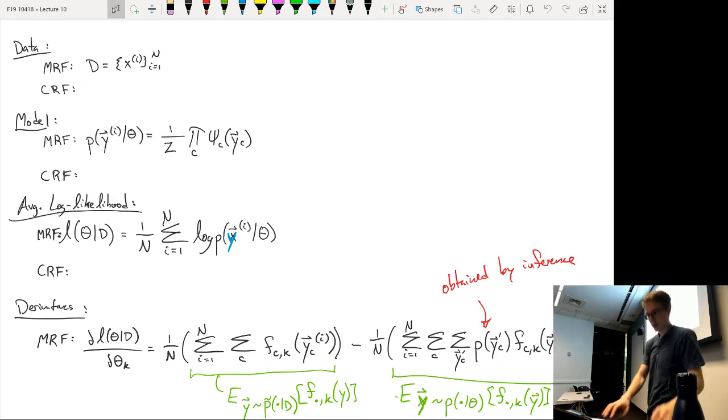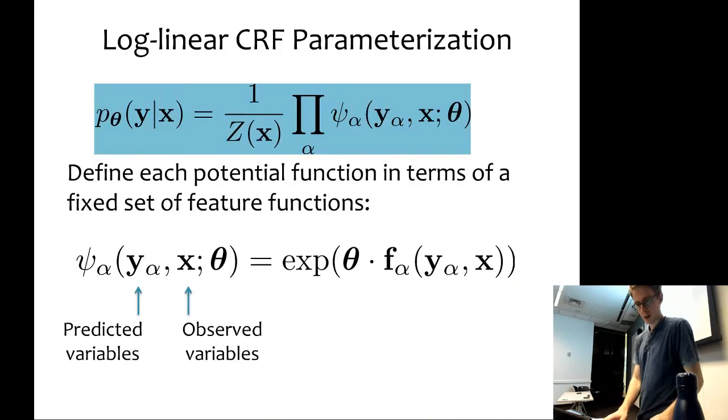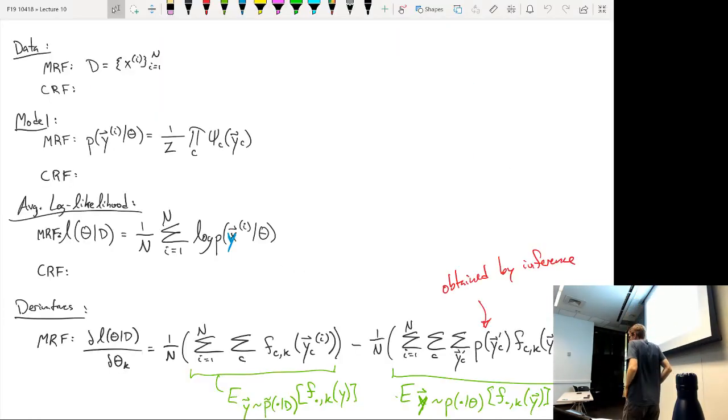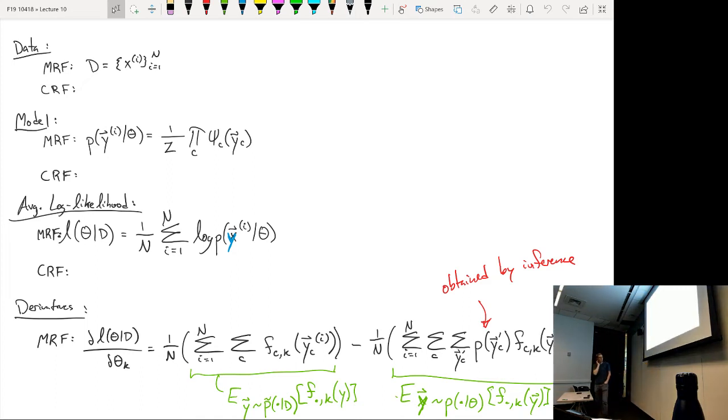Okay, so now let's think about this. I just had a quick question. Just to clarify, the first part is like what the training set actually empirically is, and the right term is like what your model is currently predicting.